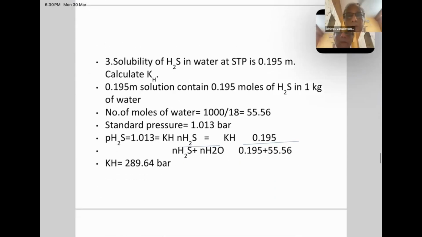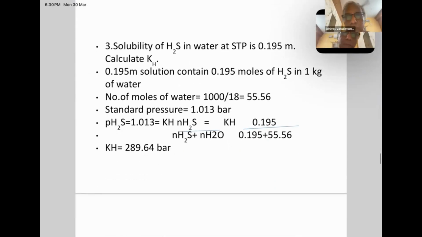Solubility of H2S in water is 0.195 molal at STP, standard temperature and pressure. Calculate KH. See, first we have to look at the term here. Molality is given. Molality means number of moles of solute in 1 kilogram of solvent. Here, water is the solvent. So 0.195 moles of H2S is present in 1 kilogram of water. That is the meaning. So the number of moles of H2S is 0.195 here. Number of moles of water, 1000 by 18, is 55.56 here.